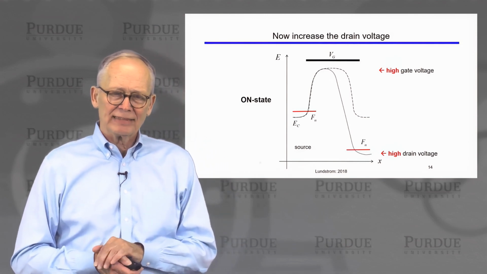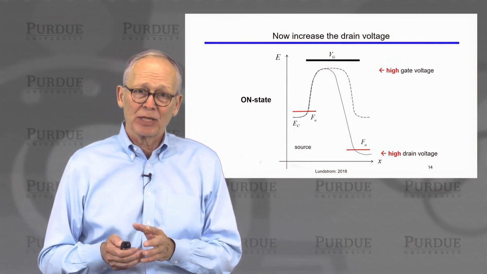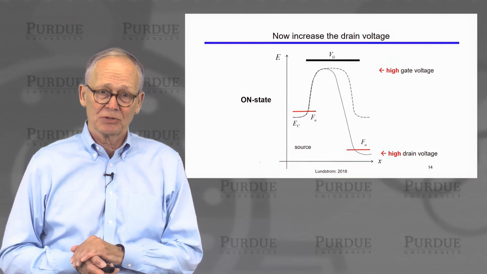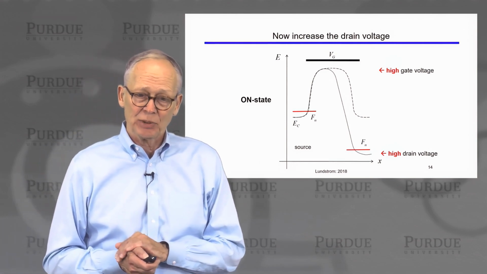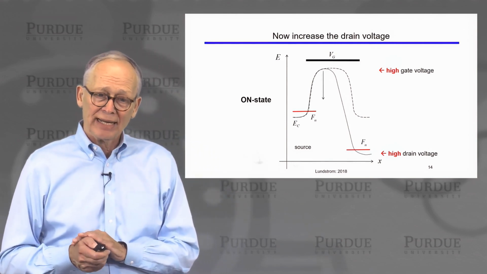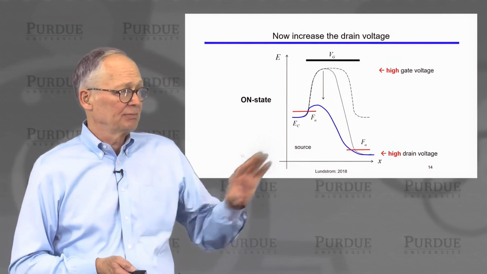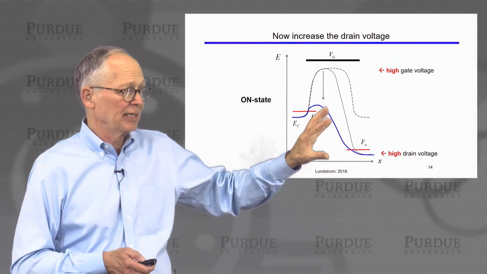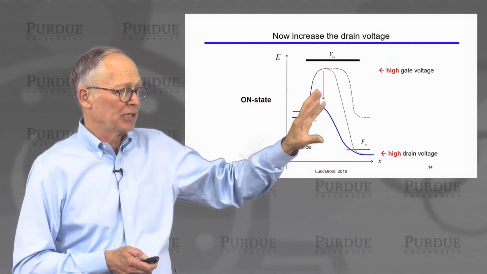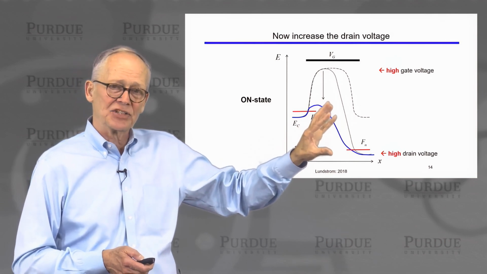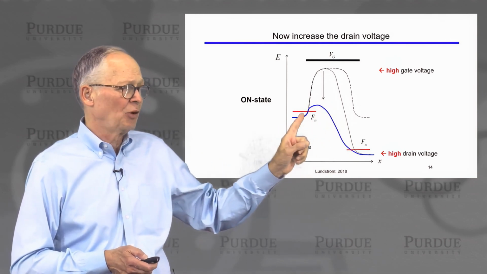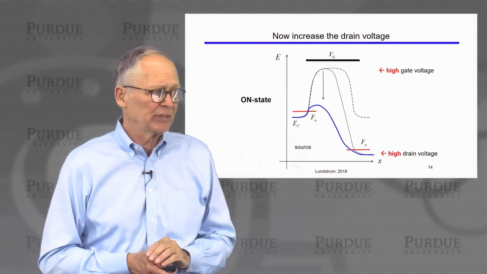Now let's ask ourselves what happens if we apply a very large voltage to the drain and to the gate as well. If we apply a high gate voltage, that'll pull everything down. The high gate voltage has pushed the energy in the channel way down so that we have a small barrier. Electrons can easily hop over it.